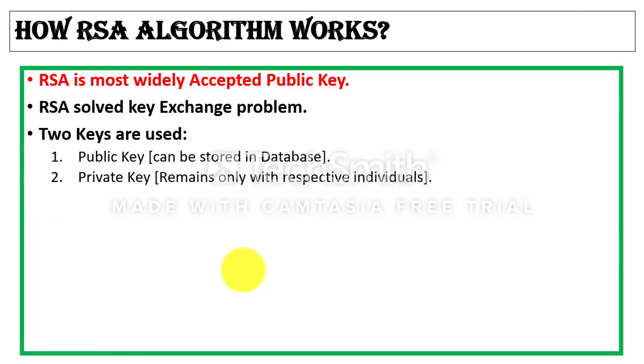So what is RSA? That is the most widely accepted public key cryptography, and this method solves key exchange problem. There is no need for the key distribution, and we are using here key pair, that is public key and private key. Public key can be stored in the database and anyone can access it. Private key remains only with the respective individuals.